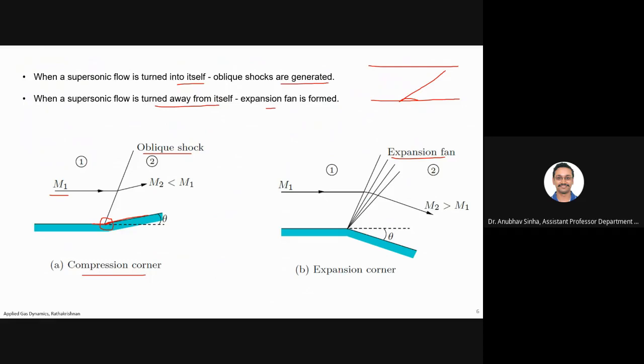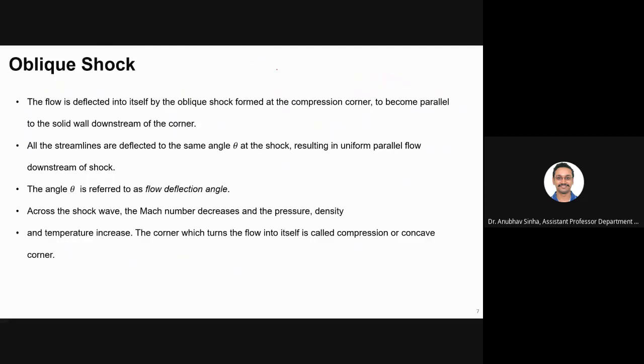And this is called an expansion corner. Around this corner, you see a fan is generated. Okay, so let us look at some points on oblique shock.